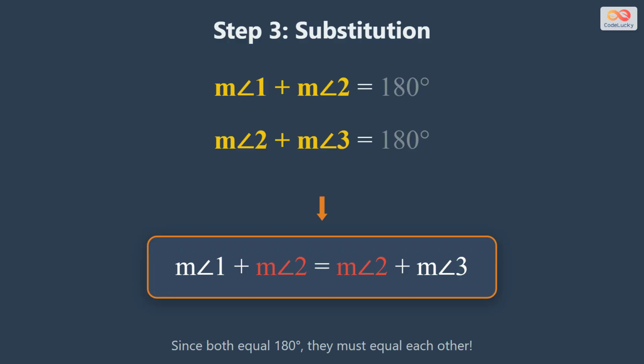Here is the logic. If angle 1 plus angle 2 equals 180, and angle 2 plus angle 3 also equals 180, then those two expressions must be equal to each other. We can write an equation. Angle 1 plus angle 2 equals angle 2 plus angle 3.